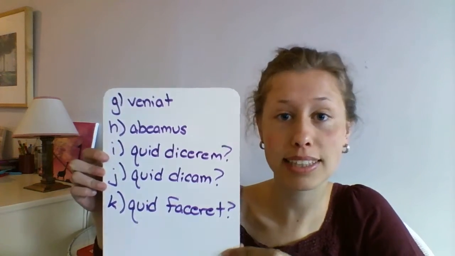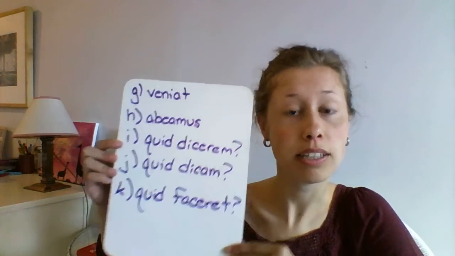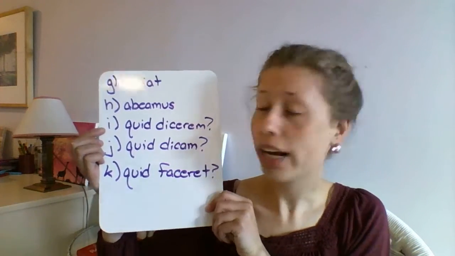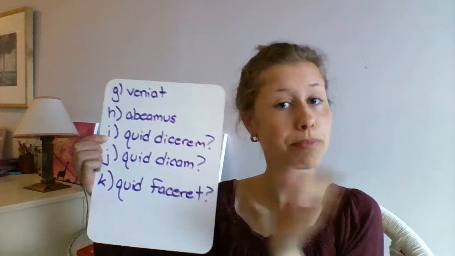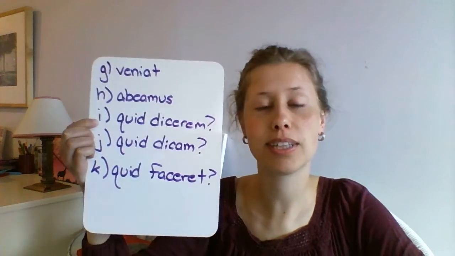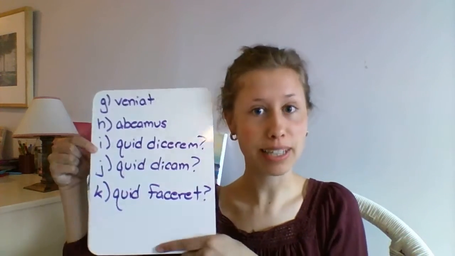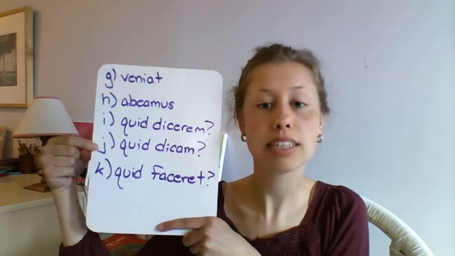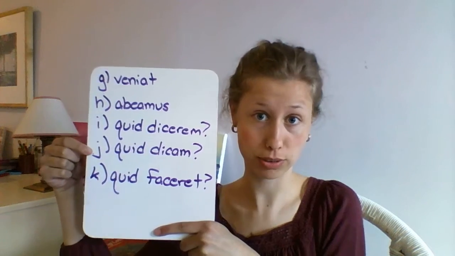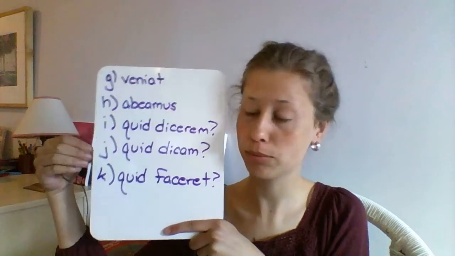Someone asked in the discussion board this week, which was very helpful, why are some of these imperfect and some are present? What is the difference? Well, here's what the difference is. If you have an imperfect, it means past tense, and if you have a present, it means present or future tense in this type of deliberative subjunctive.